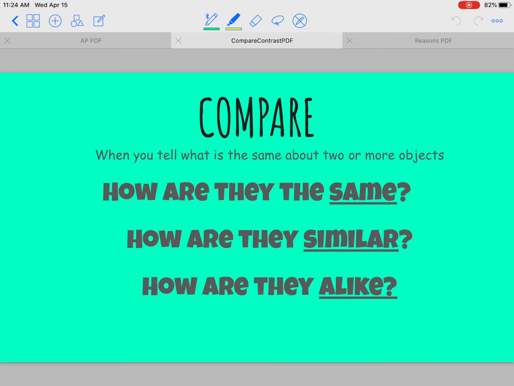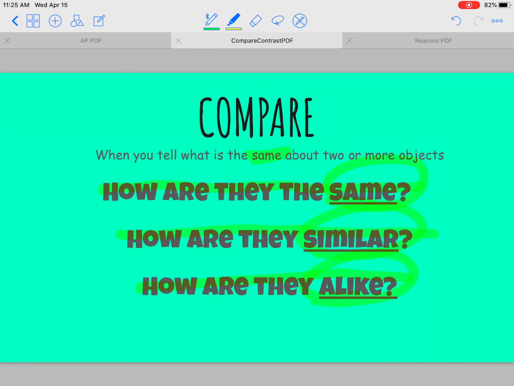Comparing, when you tell about how two things are the same. Okay, so that's all that compare means is same. And three questions that you can ask yourself when reading is how are these the same? How are these similar, or how are these alike? These words right here, same, similar, and alike, are all synonyms. That means the same. They all mean the exact same thing. So if I'm going to talk about comparing, I'm talking about how two things are similar or the same.